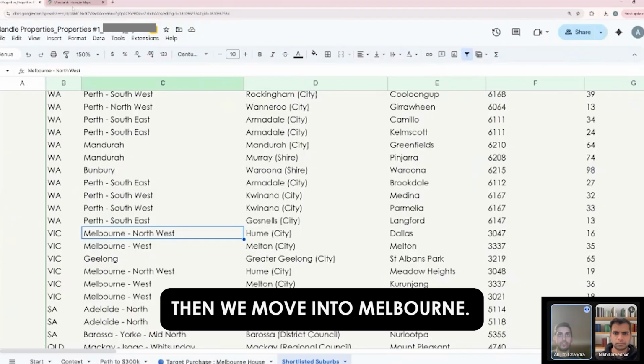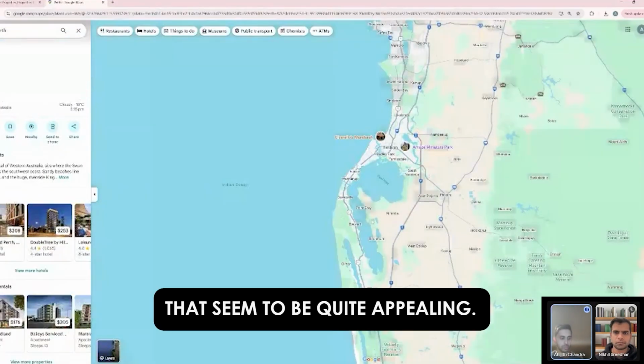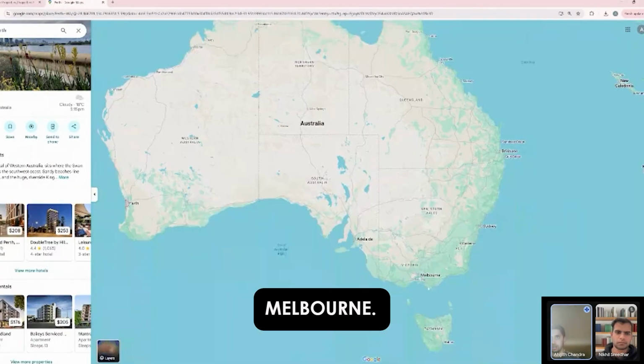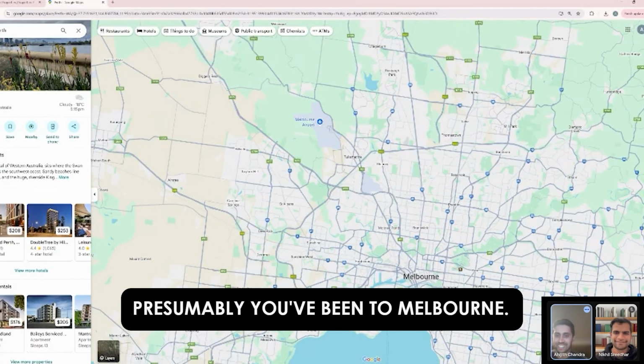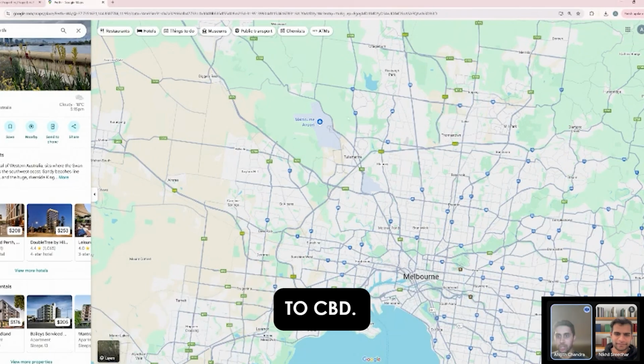Then we move into Melbourne, and there's a few different pockets of Melbourne that seem to be quite appealing. So if I zoom out, I'll try to bring you into Melbourne. Oh, I zoomed into Canberra. It's not where I want to go. Presume you've been to Melbourne? Yeah, nice. Okay. But you probably haven't really ventured too far out of CBD.